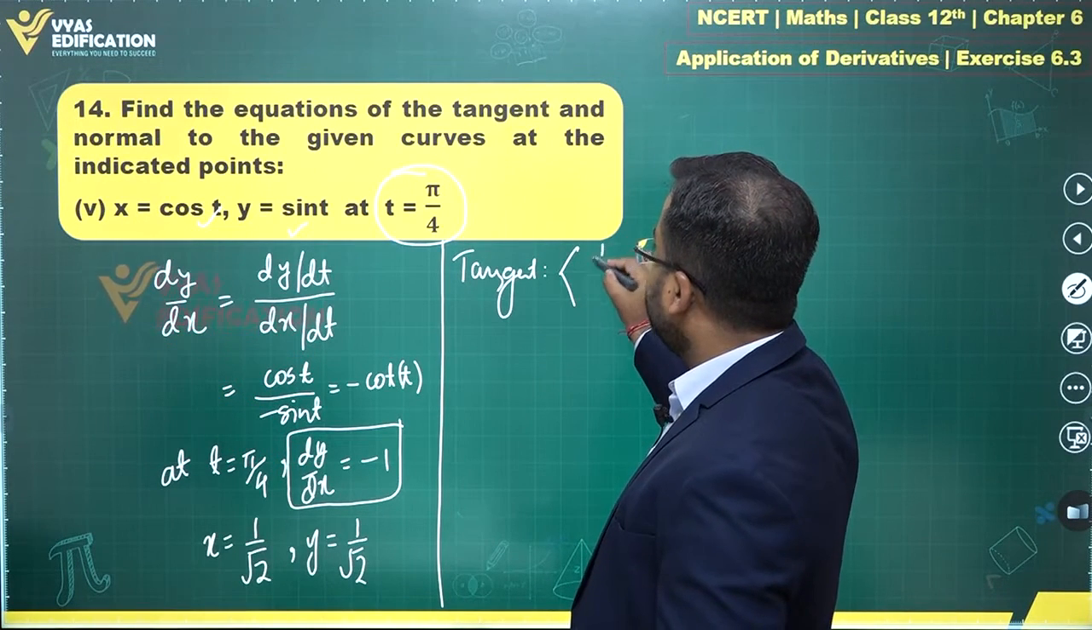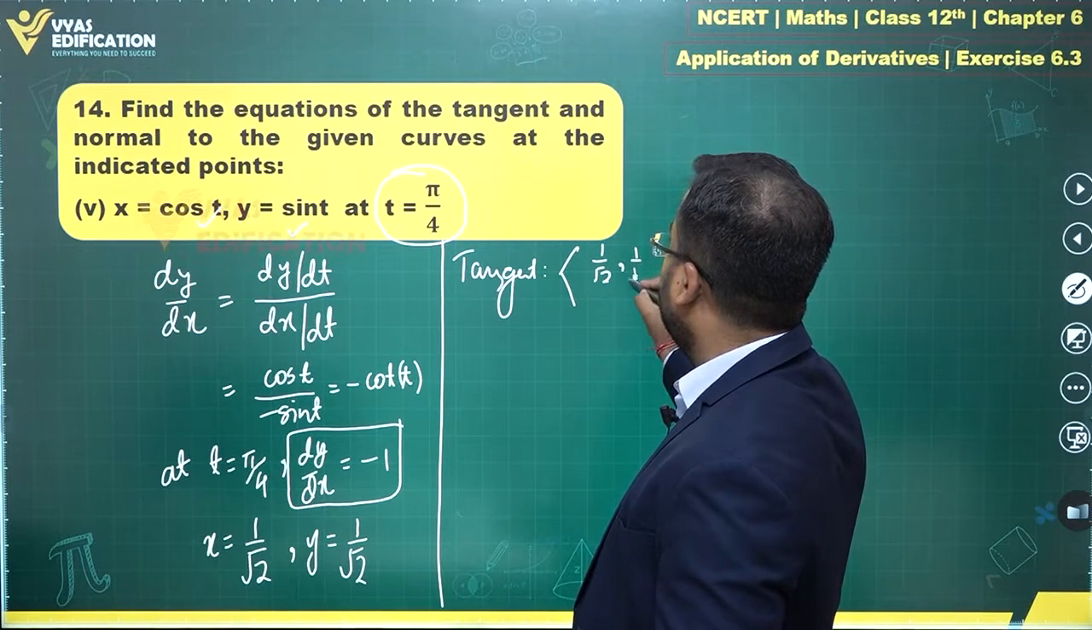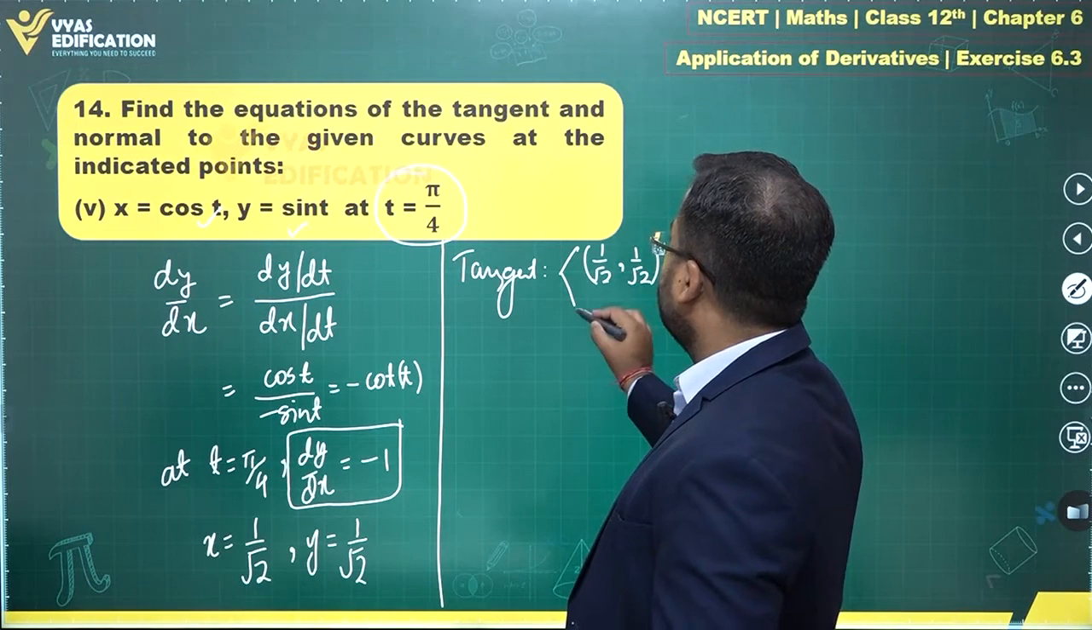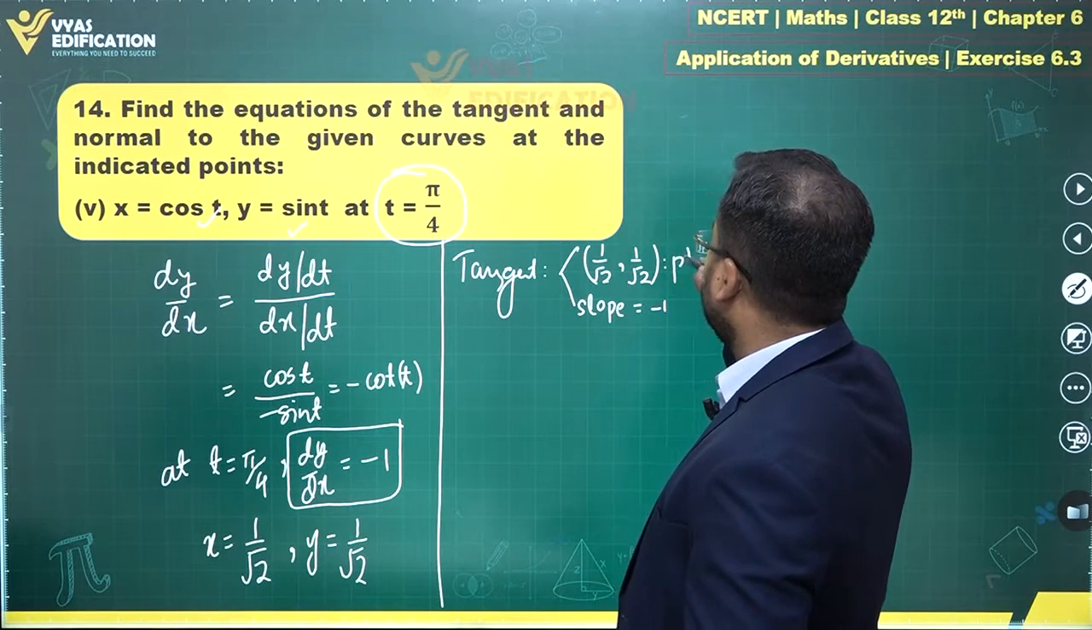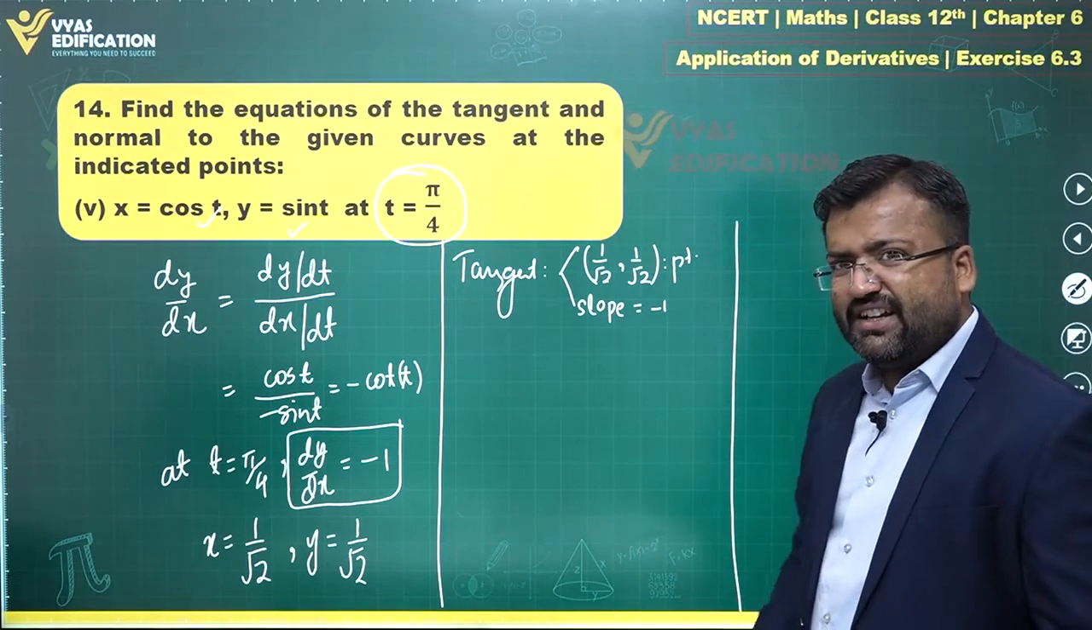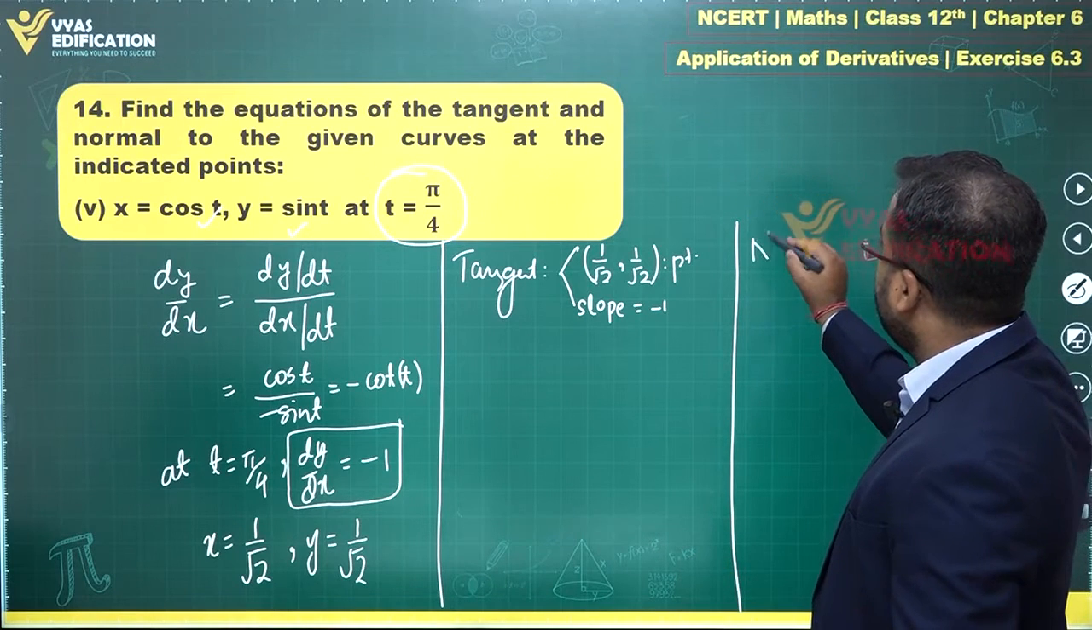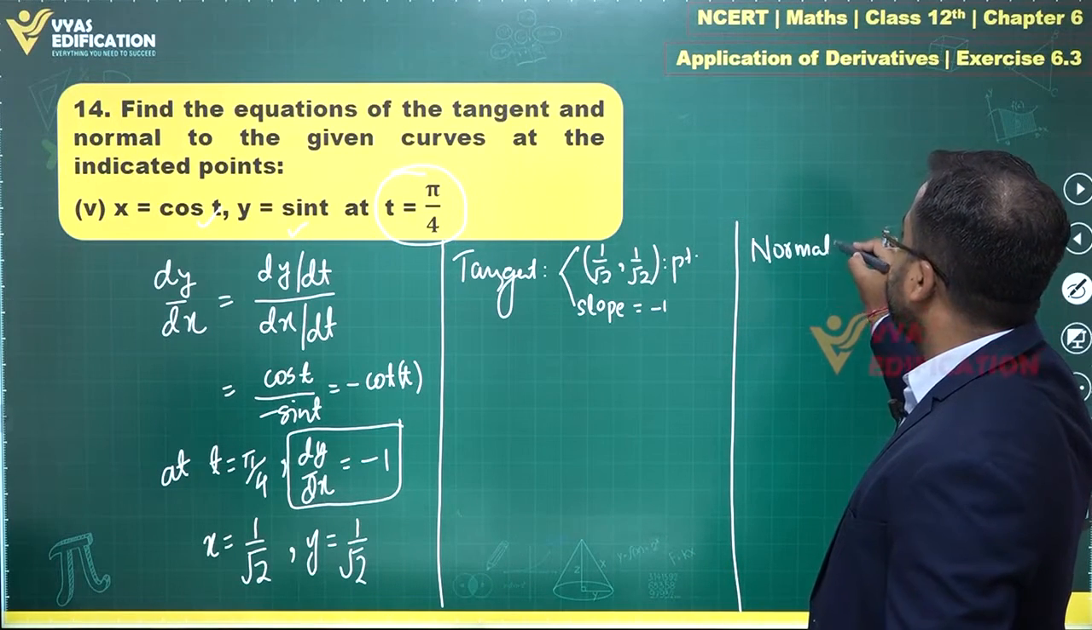Point is 1 by root 2 comma 1 by root 2. Okay. Slope is equal to minus 1. This is the point and this is the slope. I can easily find that equation after that. For normal, what do I need? I need again 2 things. What are those 2 things?